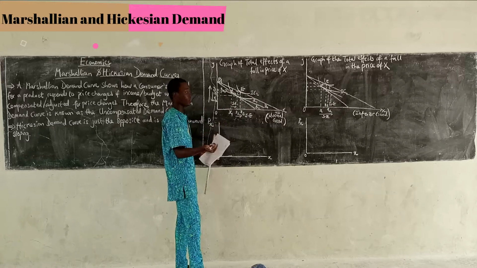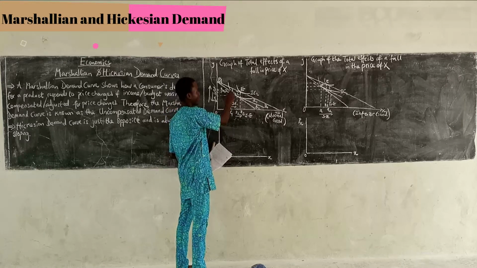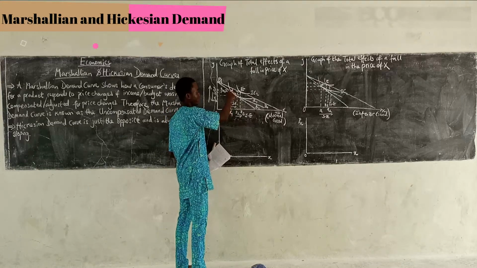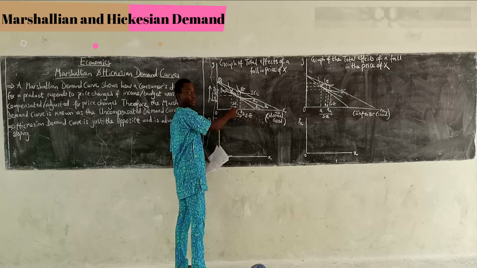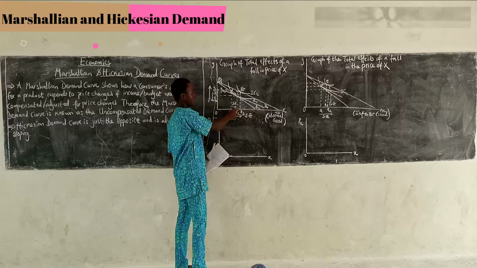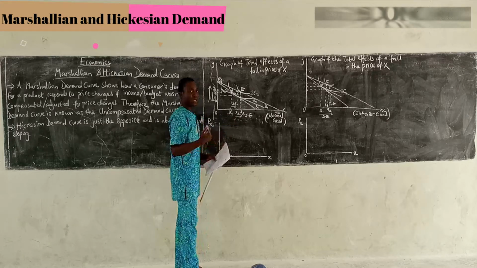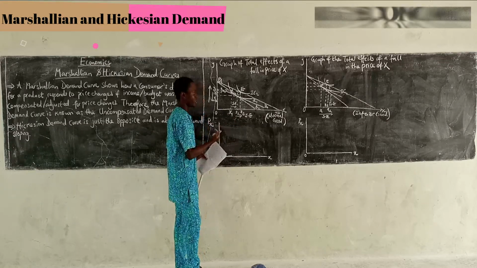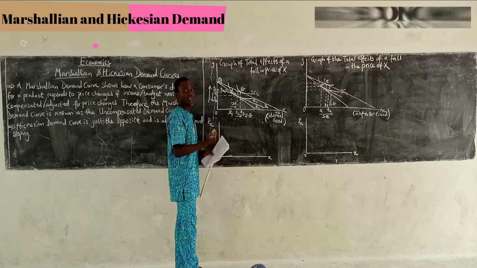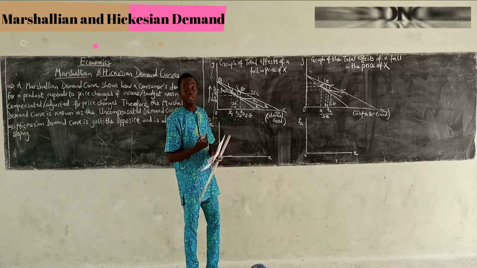Like I said, I've explained this distance before. And that brought us to point C from point A. So these two happen to be the substitution effect, moving from X1 to X2. Now, what is the income effect of that price change? A price fall simply means that the consumer's purchasing power is more.